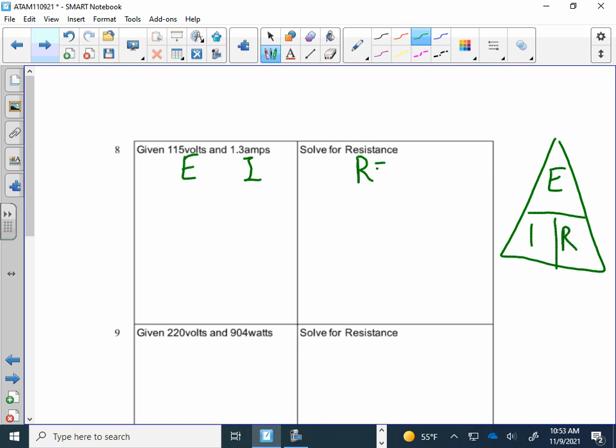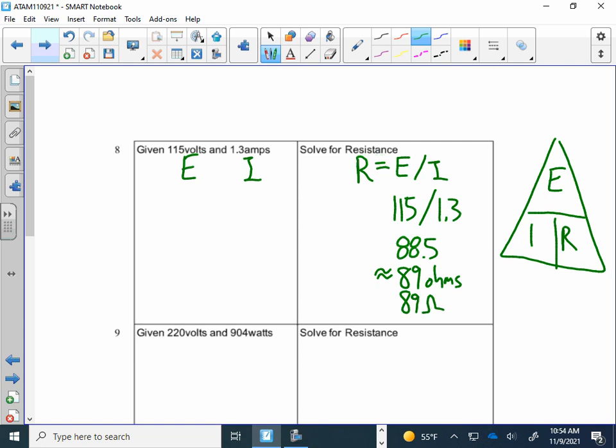So R is going to equal E divided by I. I've got E, 115, divided by I, 1.3. Go into my calculator, 88.5, rounds to 89, and resistance is measured in ohms. If I were to abbreviate that, I would do 89 ohms.